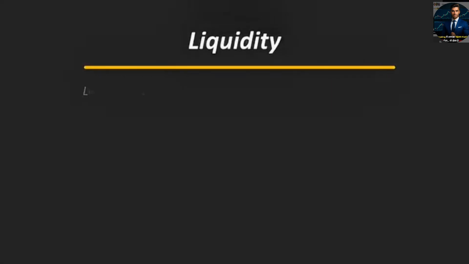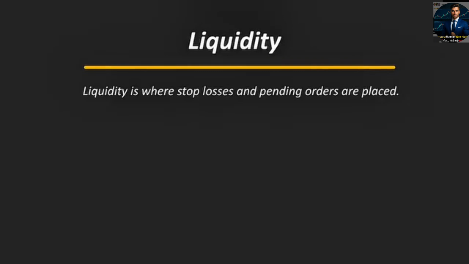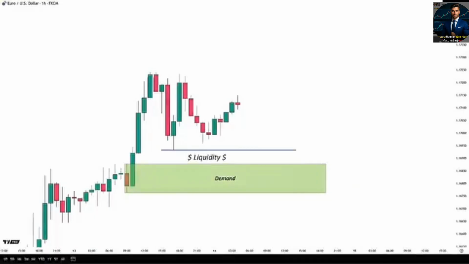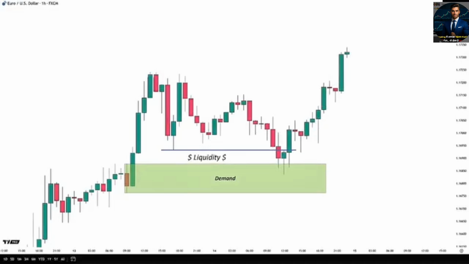Number 3. Liquidity. Liquidity is where stop losses and pending orders are placed. It exists below every swing high and swing low. If the price forms liquidity levels above a demand zone, the chance of that demand zone working becomes higher, because liquidity is needed for big moves in the market. Same concept applies to the supply zone.